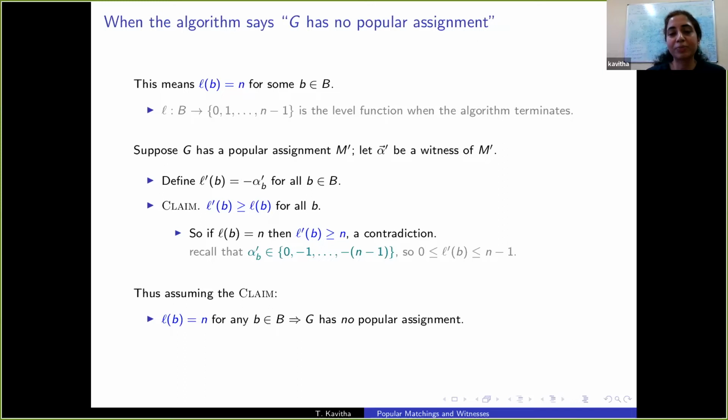So assuming the claim, if it is indeed the case that the L value of any object equals n, then G has no popular assignment. Is this okay? So this is taking the claim as a black box. We'll prove the claim in the next slide.